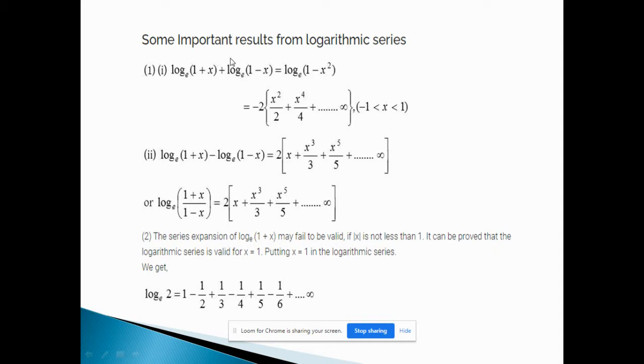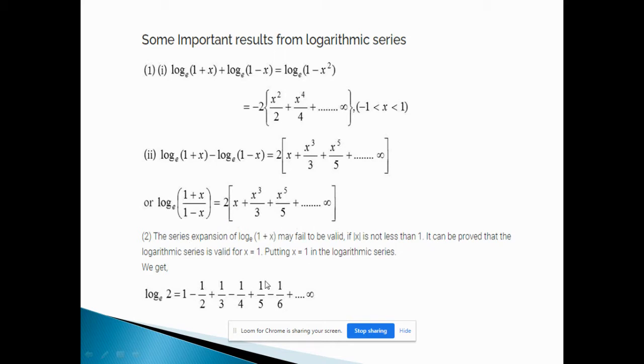Next, another important one. If you add log of 1 plus x and log of 1 minus x, we get minus 2 times of x square by 2 plus x power 4 by 4, etc., to infinity. And on subtraction, log of 1 plus x minus log of 1 minus x, we get 2 times of x plus x cube by 3 plus x power 5 by 5, etc., to infinity. So log of 1 plus x by 1 minus x equals 2 times of x plus x cube by 3, etc.